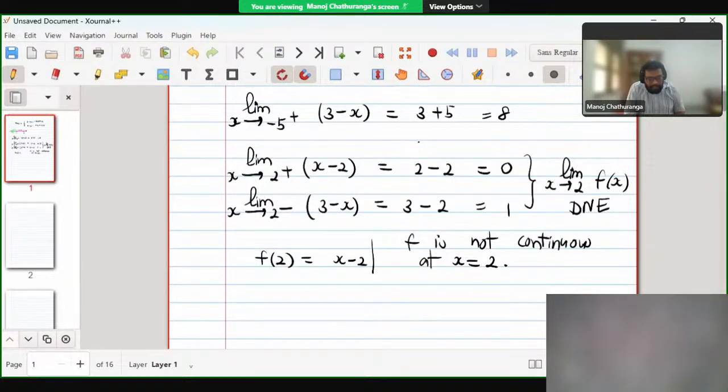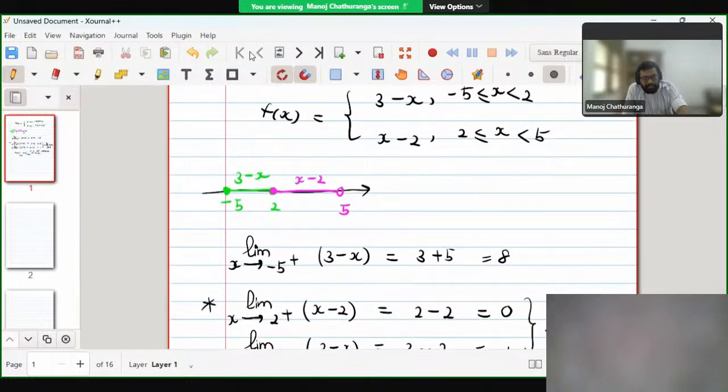So f of 2 is what happened. You take x minus 2 and set x equals 2. So the value is 0. f of 2 is 0. It equals the right limit, but it is different from the left limit. So here we have a problem.